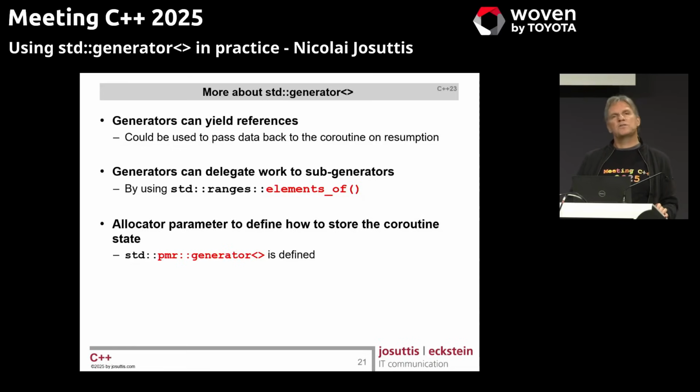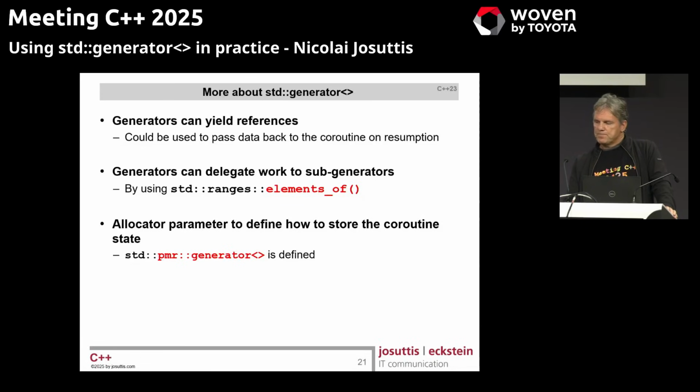There's a special function for that. The point is, by default, you would co-yield a whole generator, but you might want to co-yield all the values from a sub-generator. And for that, there's a function called std::ranges::elements_of.